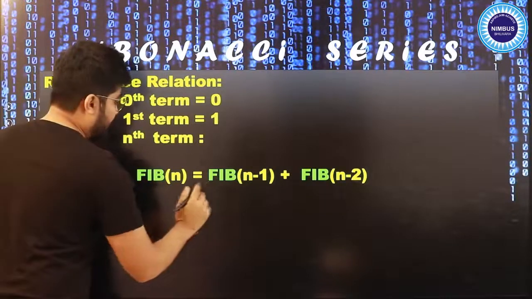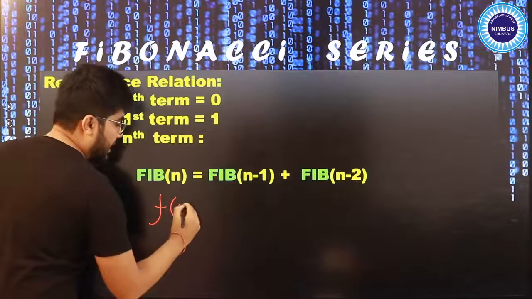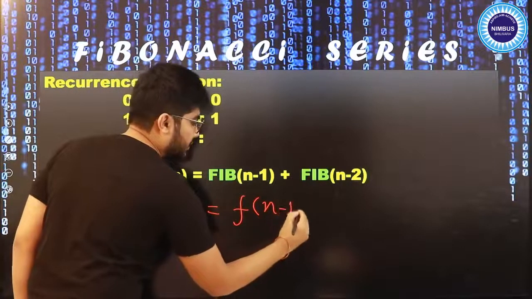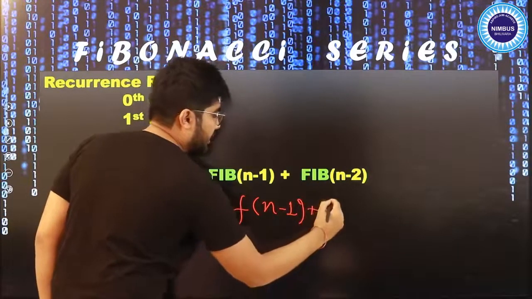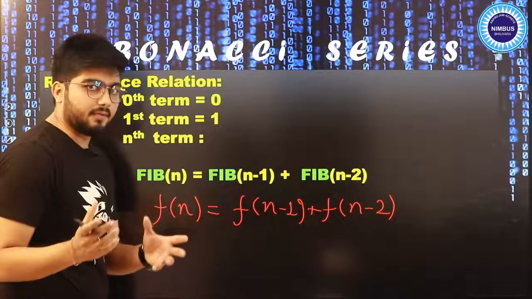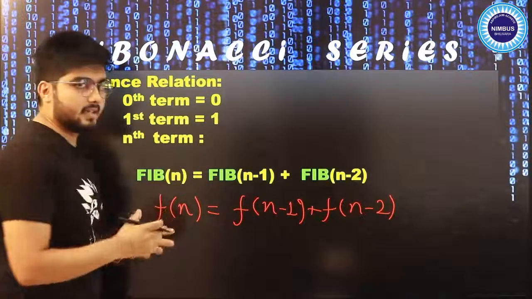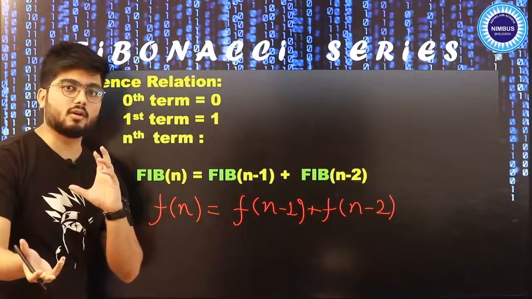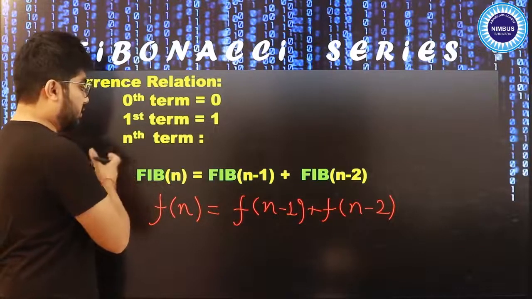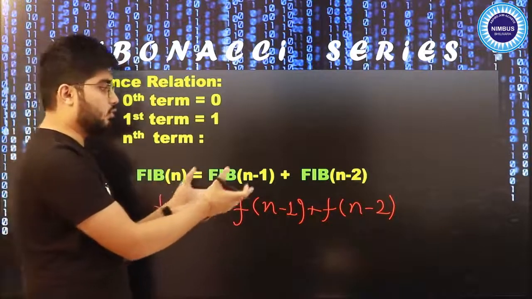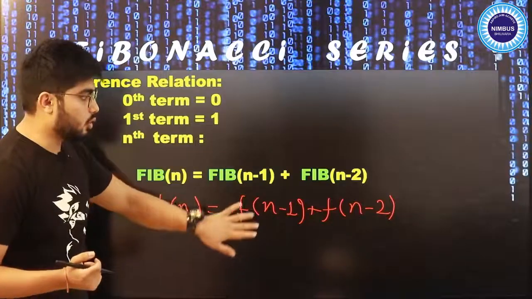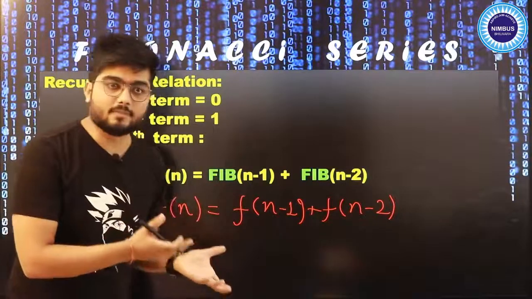So whatever I've written, fib of n is basically the same. It's f of n is equal to f of n minus 1 plus f of n minus 2. Well, this is sort of the very first step that we do. Whatever the question has given us, we convert that into a mathematical formula, which is our recurrence relation. So I've converted the question into fib of n is equal to fib of n minus 1 plus f of n minus 2. Now let's code this formula that we have written here.